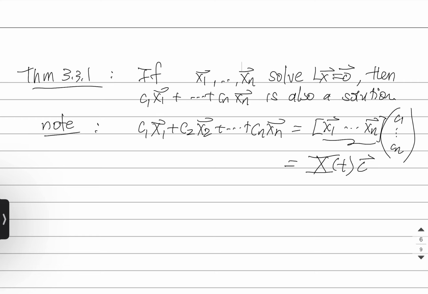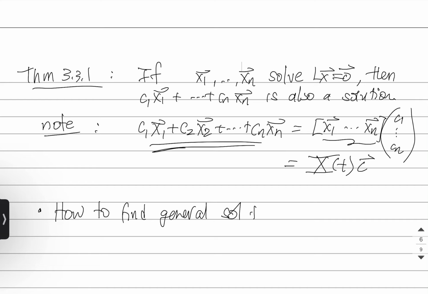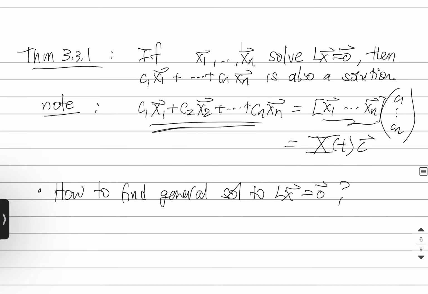And that at least gives us a start. I know that this linear combination will appear somehow, and you're probably already able to guess how it's going to come about. So how do we find the general solution to this Lx equals 0? Well, we do it the same way that we did it earlier, and we are going to talk about the uniqueness theorem.